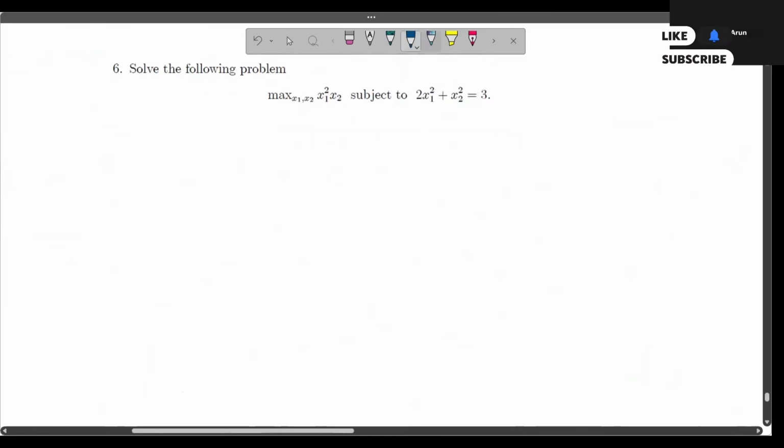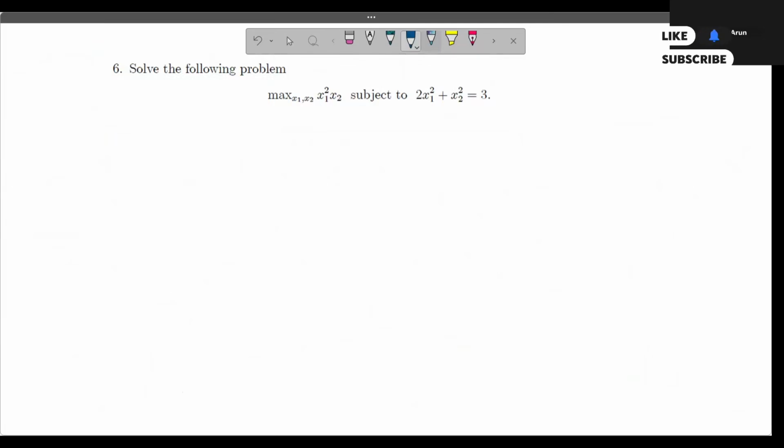Read it. Next question. It is similar to what we did in the last one. Solve the following problem. Maximize the function x1 square x2 subject to 2 x1 square plus x2 square equals 3. These are the constraints given to us.